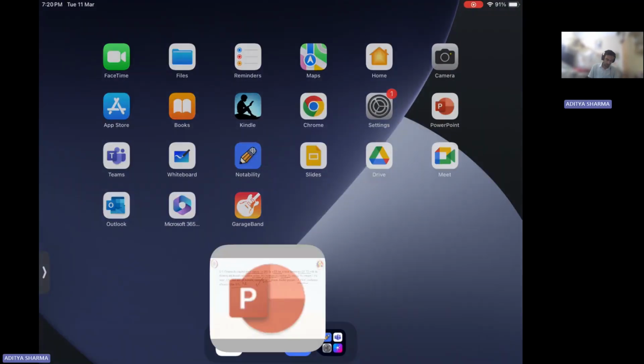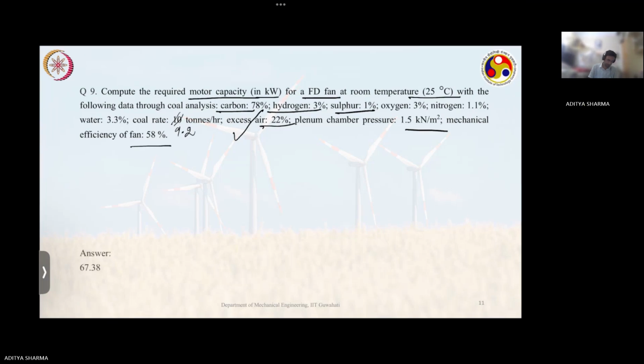So this was your question number 9. This comes out to be 67.38 kilowatts. Now moving on to the next question.